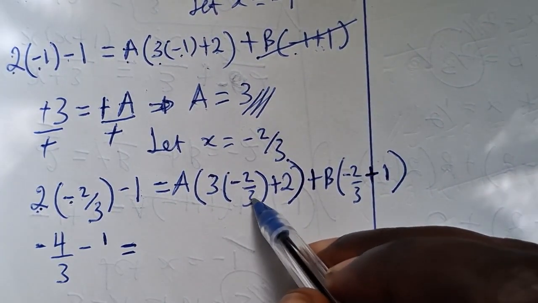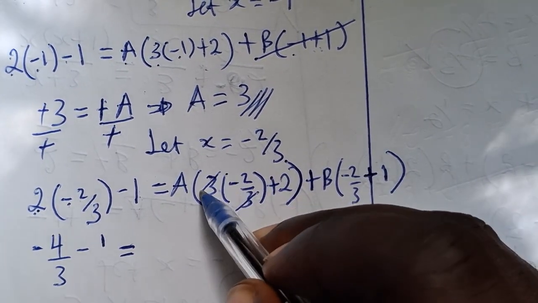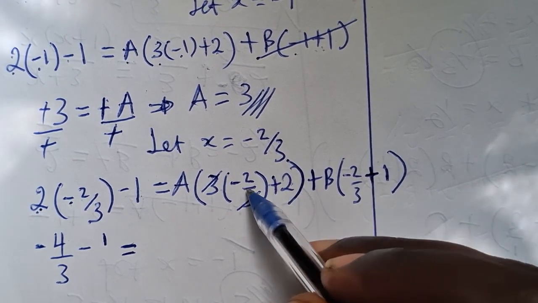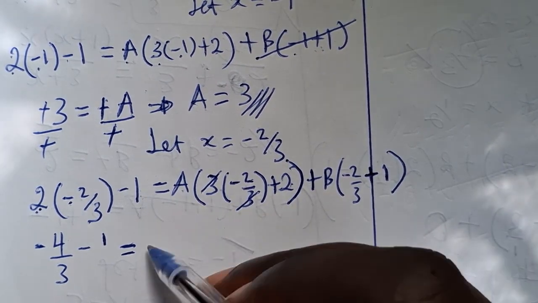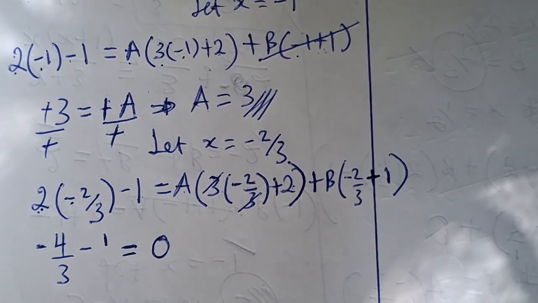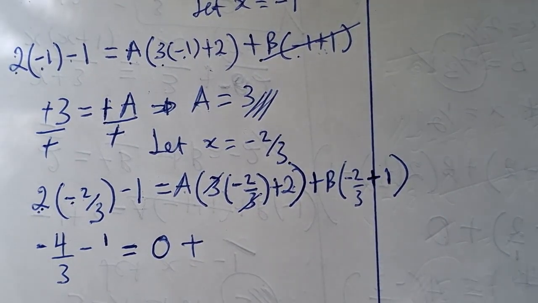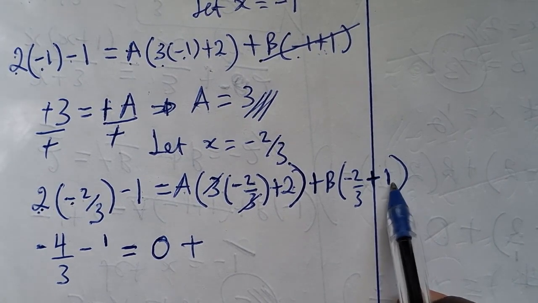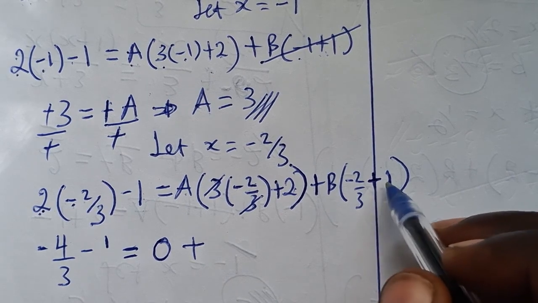this 3 that is here will cancel this 3 that is out. And now this minus 2 that is up here plus 2 will be 0. So minus 2 plus 2 will be 0, and 0 times a, everything will be 0 here. That is the technique here. So 0 now plus, let's look at the b. Minus 2 over 3 plus 1. So we are going to have b, as you can see here.